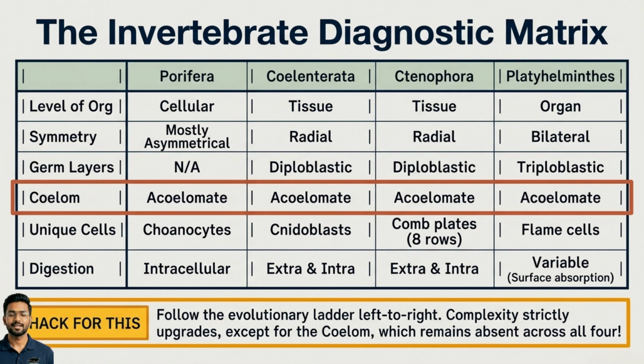This final matrix is your revision shortcut. Porifera: cellular level, asymmetrical. Coelenterata and Ctenophora: tissue level, radial. Platyhelminthes: organ level, bilateral. All of them are acoelomate. That last line is the key. Pattern complexity increases, but coelom is still absent across all 4. A good way to retain it is to read it left to right as an evolutionary ladder. If you can recall this table under pressure, most classification questions become straightforward.